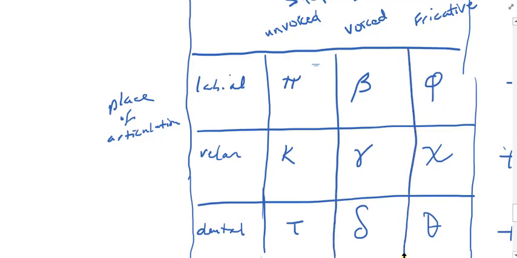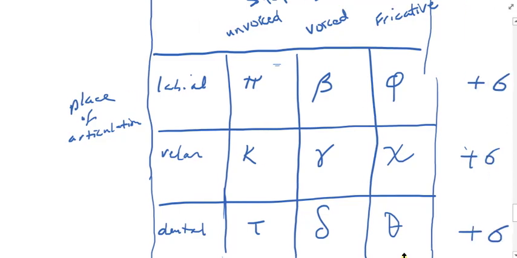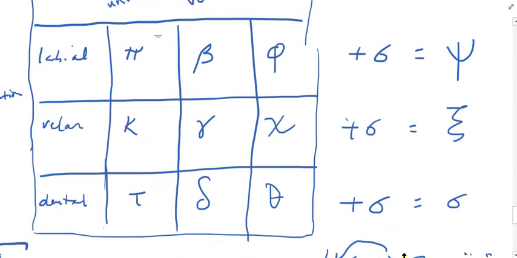So we'll go ahead and draw our vertical lines here as well. And here's the deal. Now, this is not part of the square of stops, but knowing the square of stops helps so that when you see that anything in this row plus a sigma is going to yield a psi, anything in this row plus a sigma will yield a xi, and anything in the dental row plus a sigma yields a sigma by itself, where the dentals or the teeth have fallen out. All right. So we're especially going to be using this when we get to other third declension nouns whose stems end not with tau, but with things like kappas and gammas and such like.